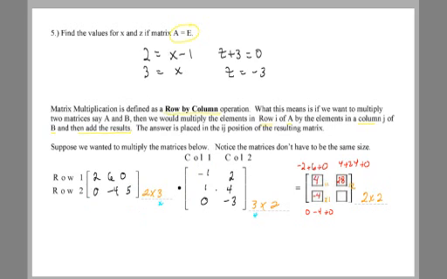I think that was a 0. Last row by the last column. Entry for entry, then add the results.